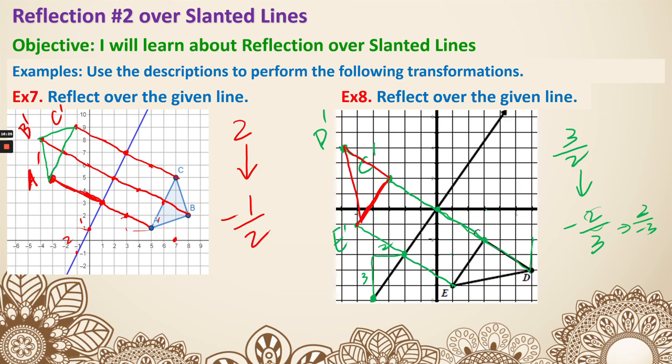We are just using a bunch of perpendicular slopes to help us generate the helping line so we can find the reflection.